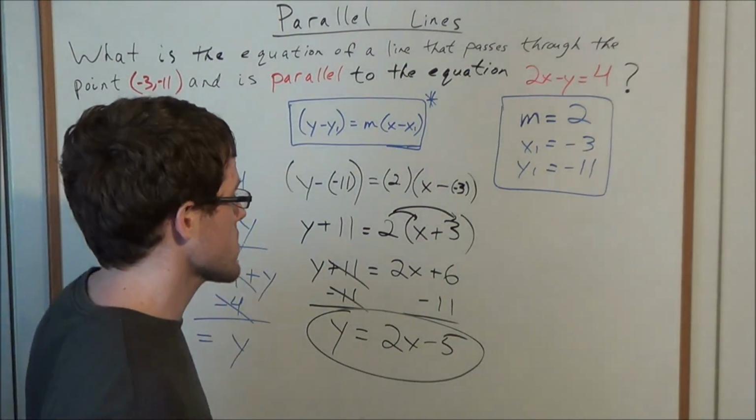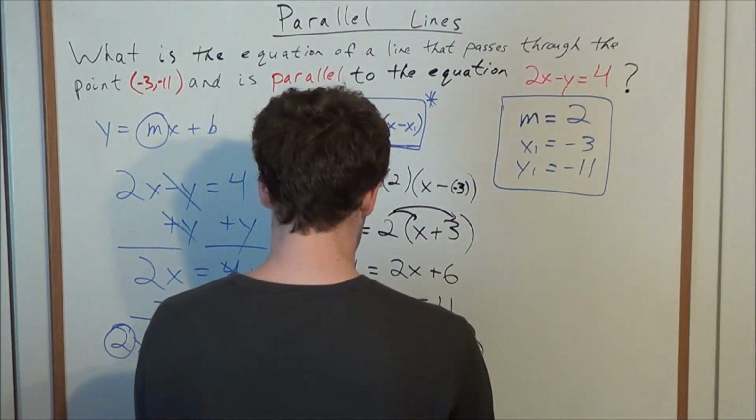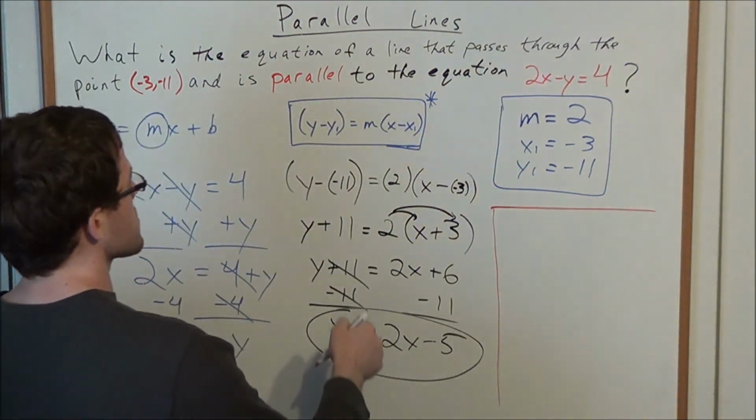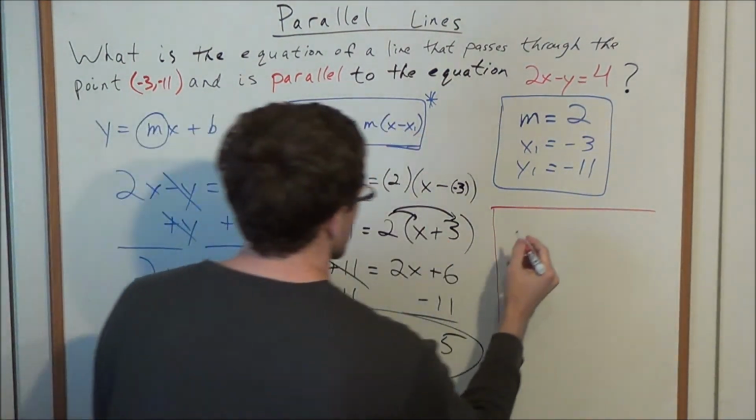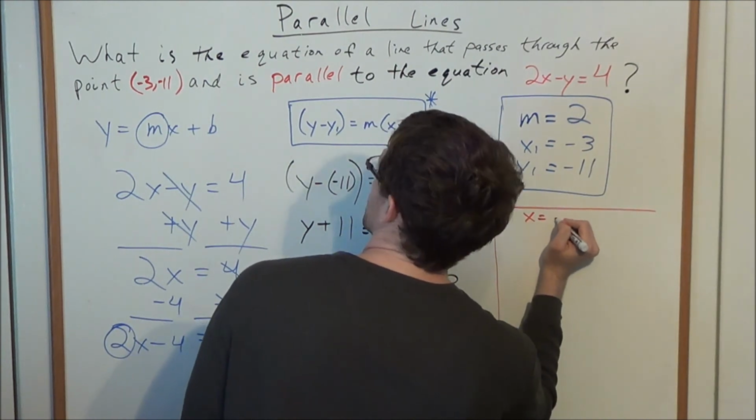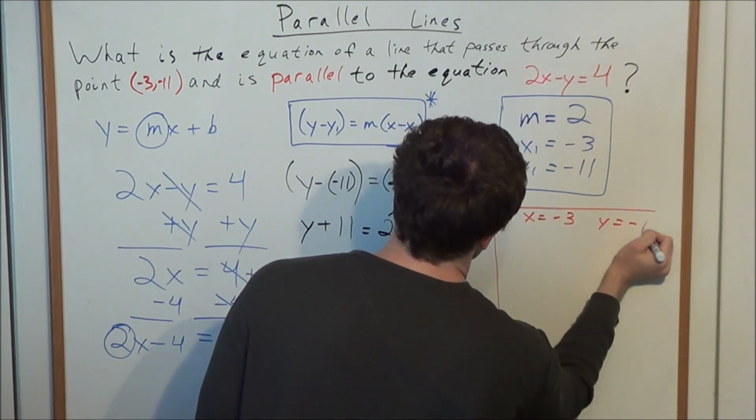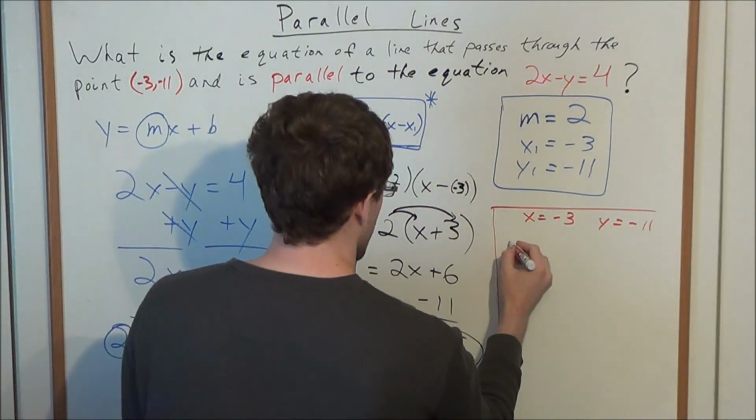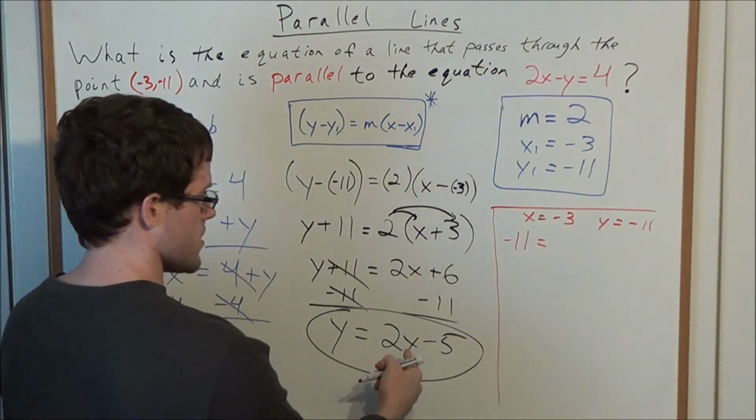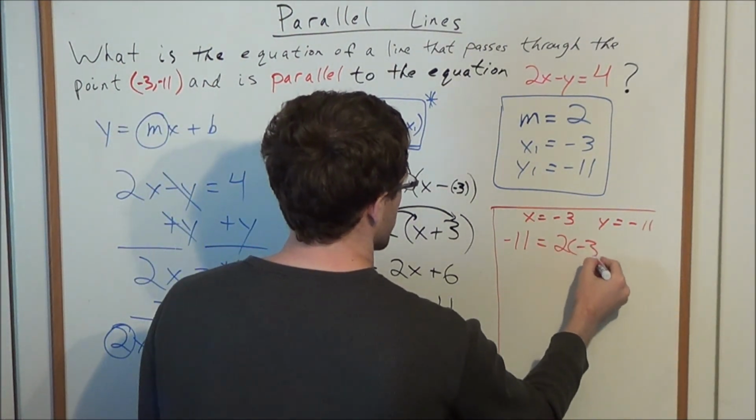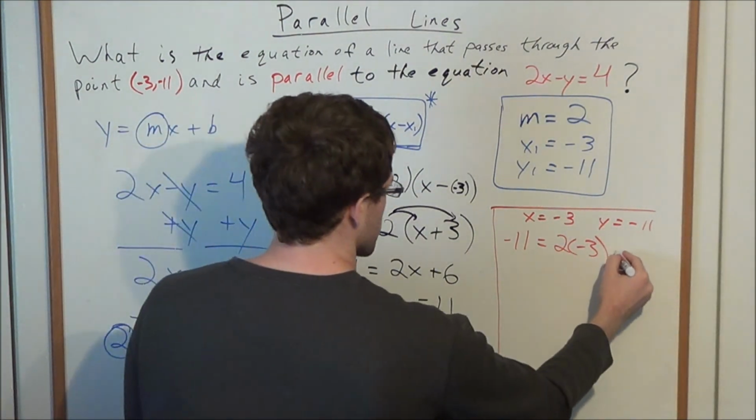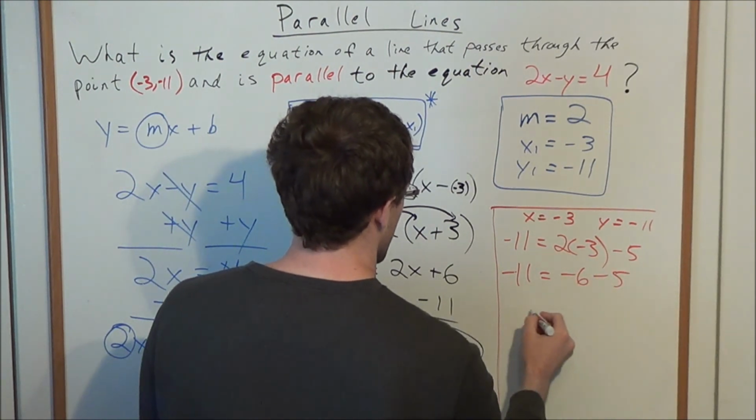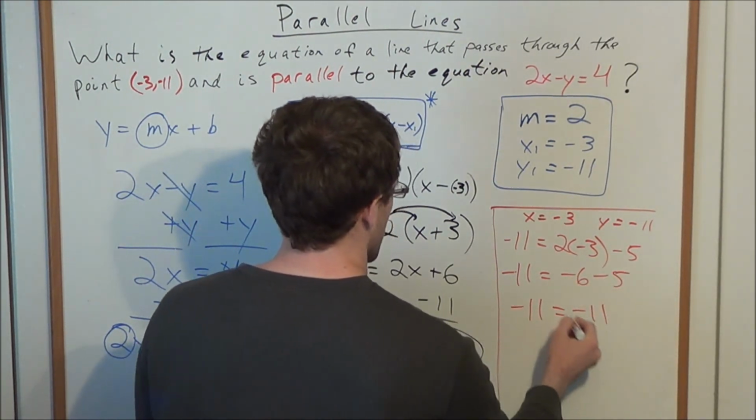Now if you have time on a test, I would advise this step here. When you have your equation, it's always a good idea to plug in the point they gave you. So we want to evaluate this for x equals -3 and y equals -11. We're going to plug that point into the equation we just found. So instead of y equals, we're going to write -11 equals 2 times -3 minus 5. Which gives us -11 is equal to -6 minus 5. And now -11 is equal to -11.